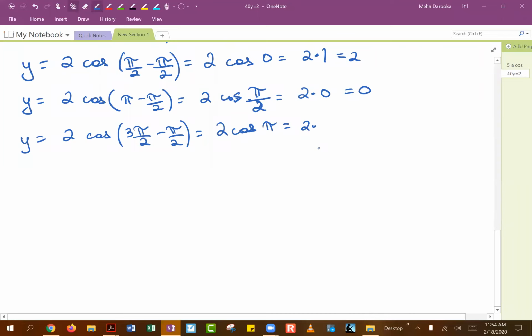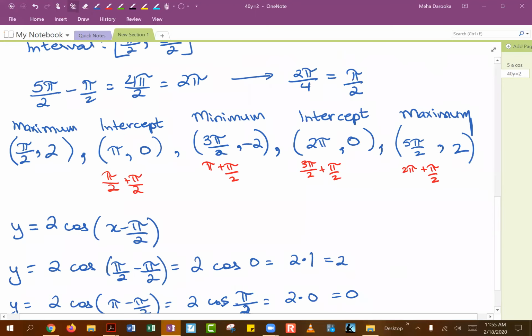180 degrees is the negative x-axis. So what's the cosine value at that point? -1. So that will then end up becoming -2. Do you see that? Yeah. All right, and that's the same thing that's going to happen with the 2 pi and 5 pi.